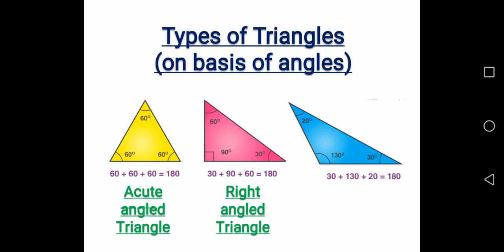Now here you can see one angle is more than 90. Yes, no? So we can say this is an obtuse angle triangle.